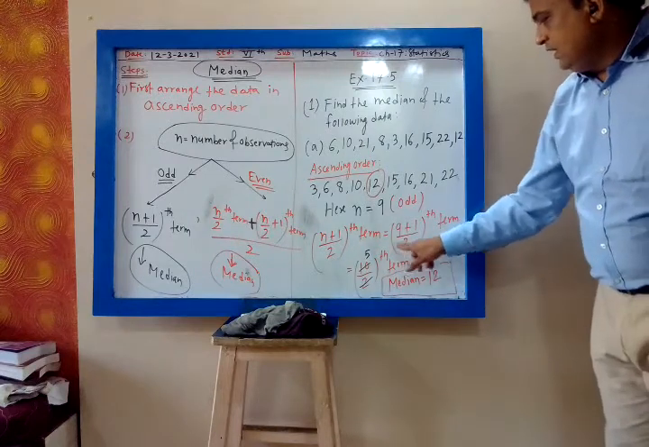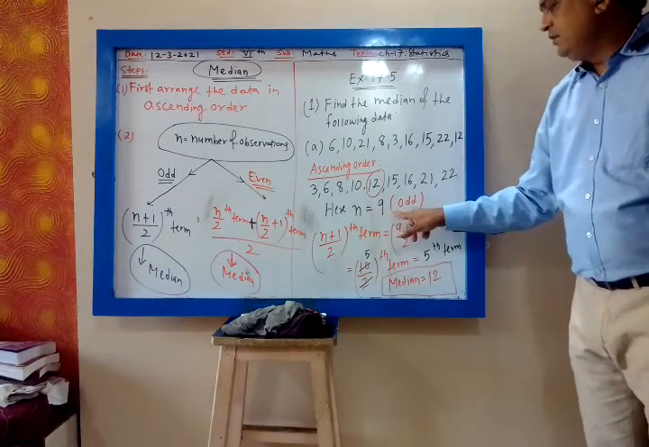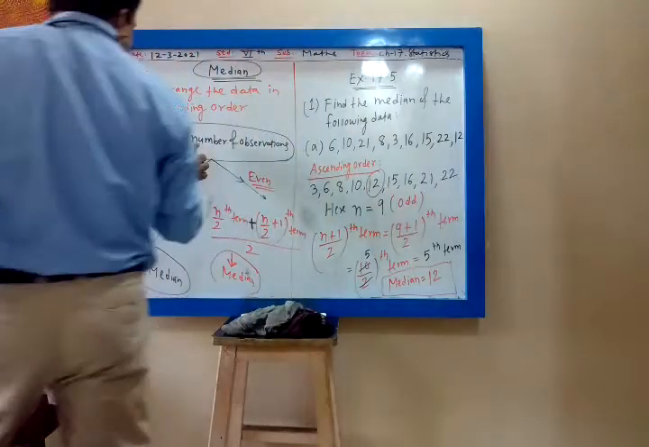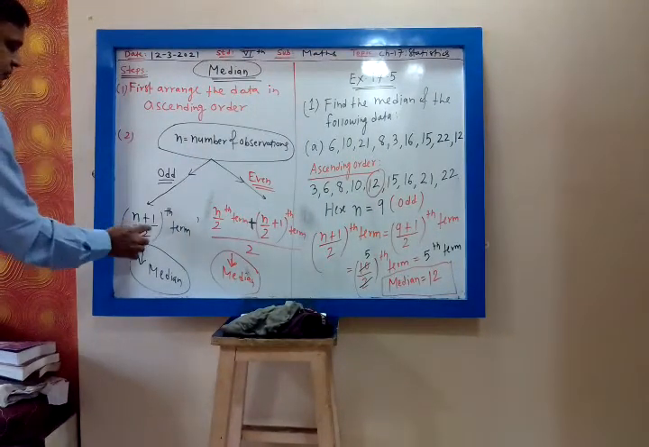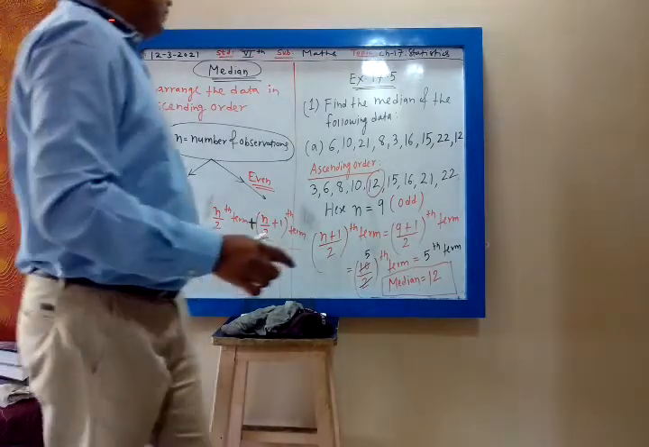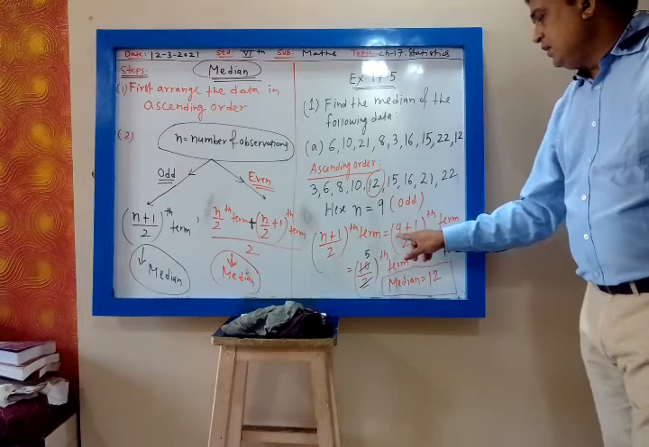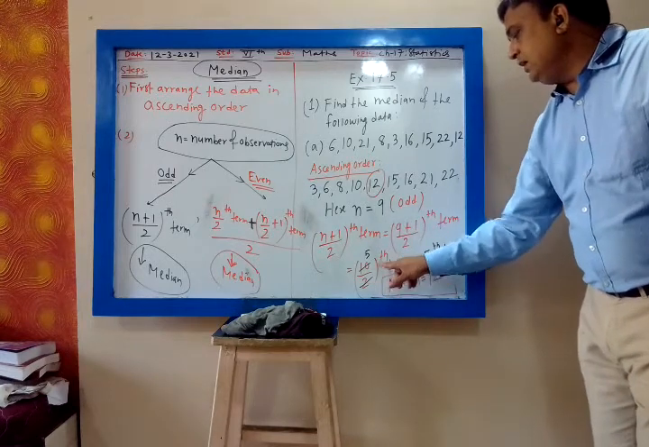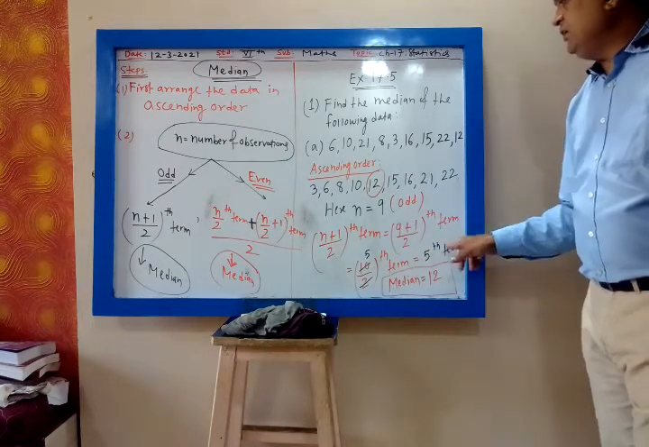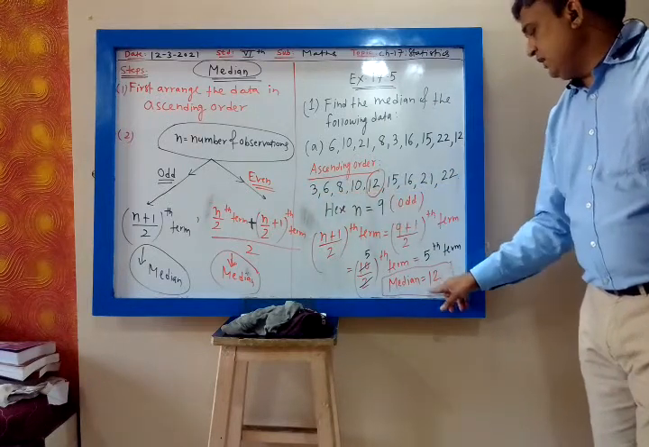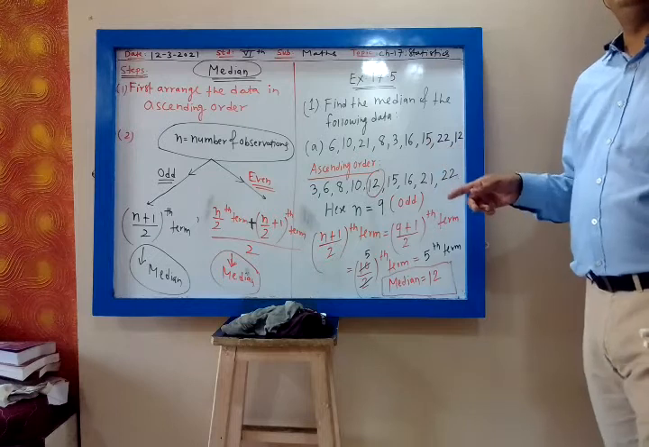Because n is odd, 9 is an odd number, so the formula will be this. Whenever n is odd, the median is the (n plus 1) upon 2th term. So n is 9, 9 plus 1, that is 10, upon 2th term. That is the 5th term of the data: 1, 2, 3, 4, 5. That is 12.